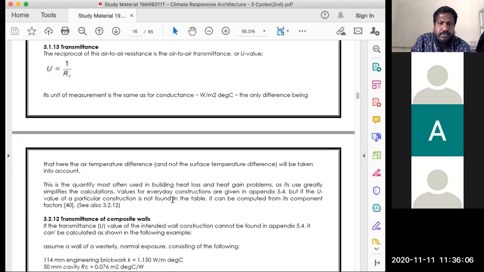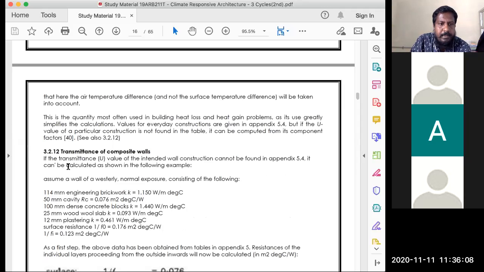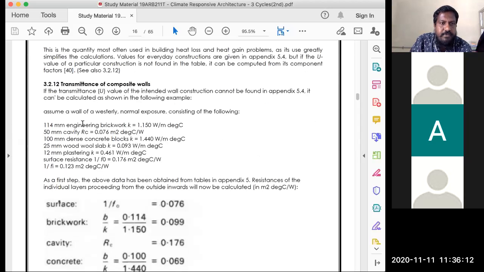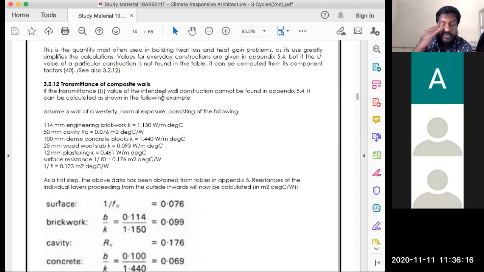U values of a few materials. These are a few examples of transparent materials, and a few values are mentioned here. The U value of an interior wall construction cannot be found quickly, so calculate it.